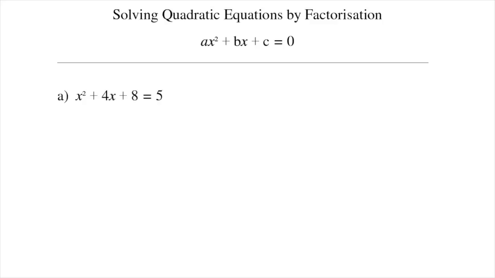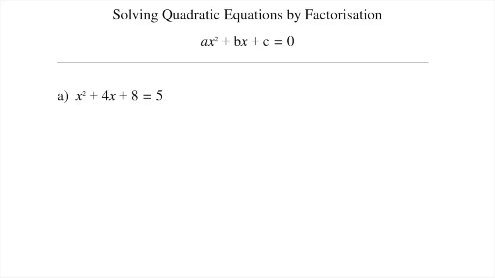Often we are given a quadratic equation of the form ax squared plus bx plus c equals 0 and asked to find the values of x for which such an equation is satisfied. Factorisation is a key technique in solving such problems. If we look at the example, we're asked to solve x squared plus 4x plus 8 is equal to 5.